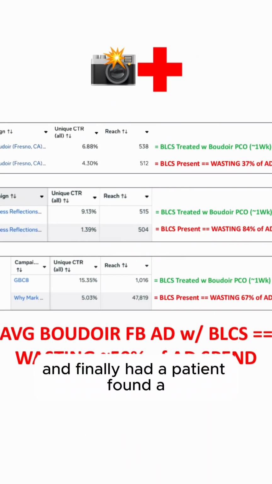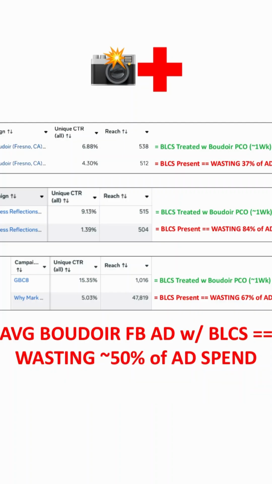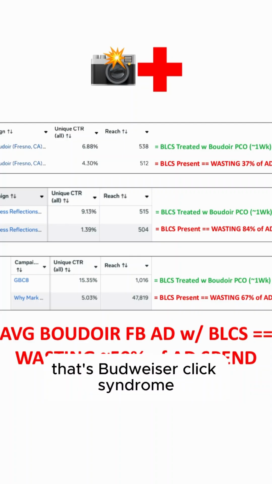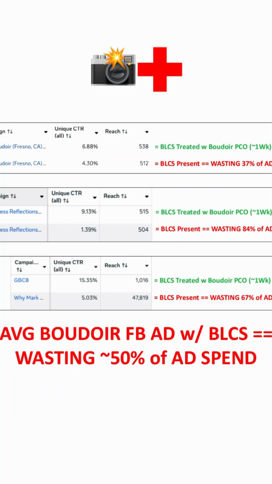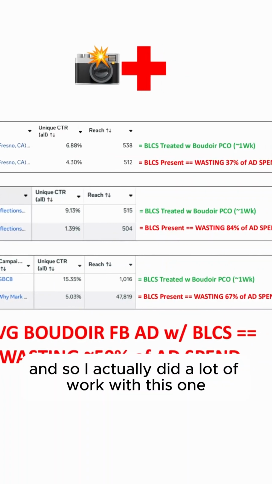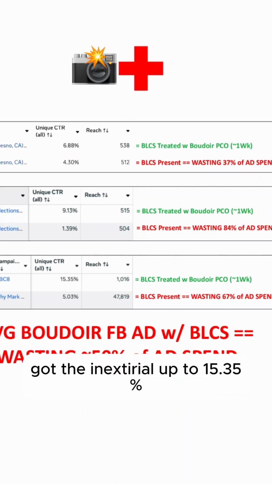And finally, had a patient find out his Boudoir Facebook ad had BLCS present, 5.03% unique CTR all, so that's under 6%. That's Boudoir low click syndrome. And so I actually did a lot of work with this one. Treated with Boudoir Pico, took about a week, got the unique CTR all up to 15.35%.